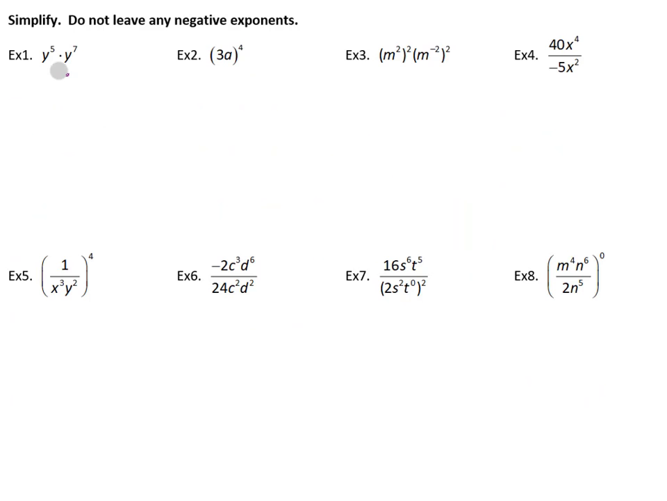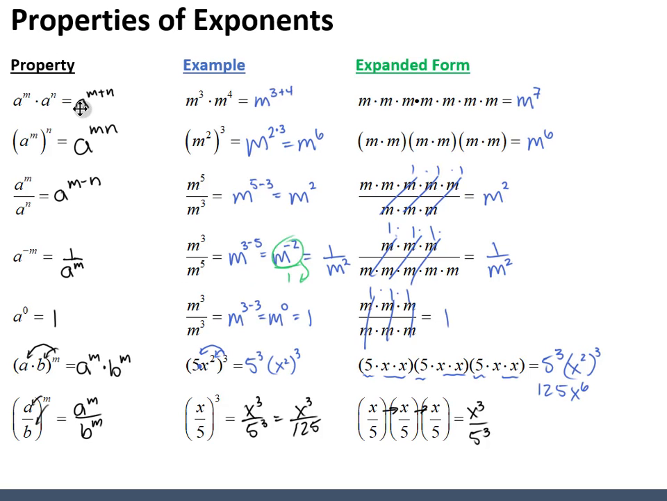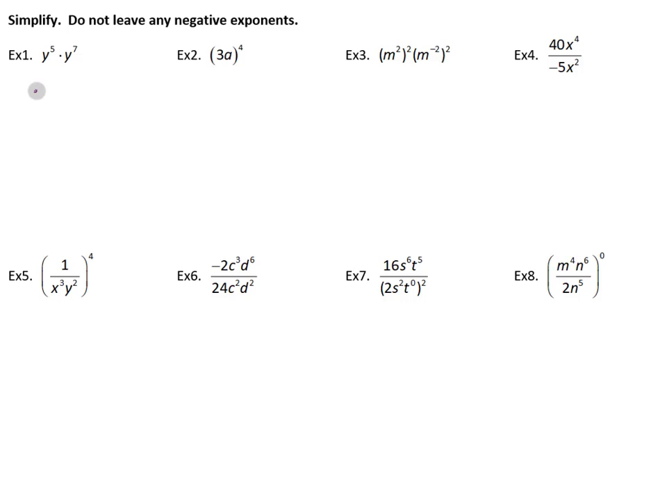Okay, I'm just going to run through a few examples here. I know there's 8 on the screen. We probably won't do all 8. Example 1, though, if you're multiplying things that have the same base, this is our very first property back here. Okay, we add the exponents. So this is y to the 12th. Okay, here we've got just multiplication going on, 3 times a raised to the 4th, and we know we can distribute our exponent to both. So 3 to the 4th ends up being 81a to the 4th.